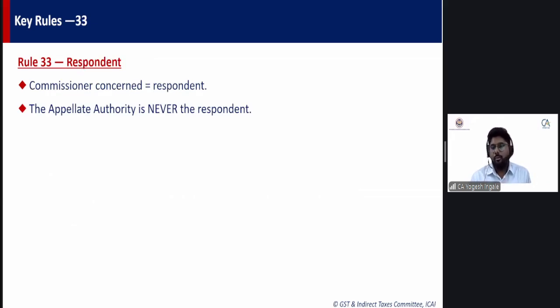Then another area of confusion: the respondent. Who will be the respondent? Many of us think that since we are filing an appeal against the order of the appellate authority, the appellate authority will be the respondent. No, Rule 33 specifies that the respondent will be the concerned commissioner. So if you are adjudicated by the central authorities, the concerned jurisdictional commissioner of that commissionerate will be the respondent. In state GST cases, the commissioner of state will be the respondent. The appellate authority is never a respondent.